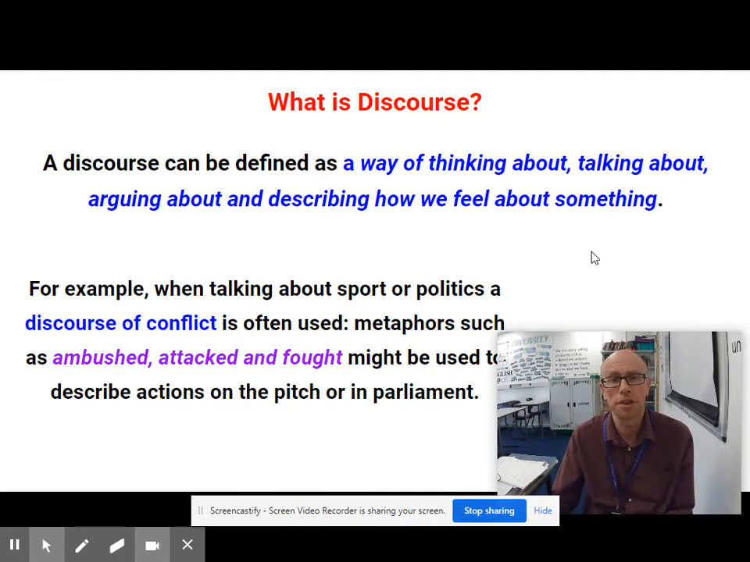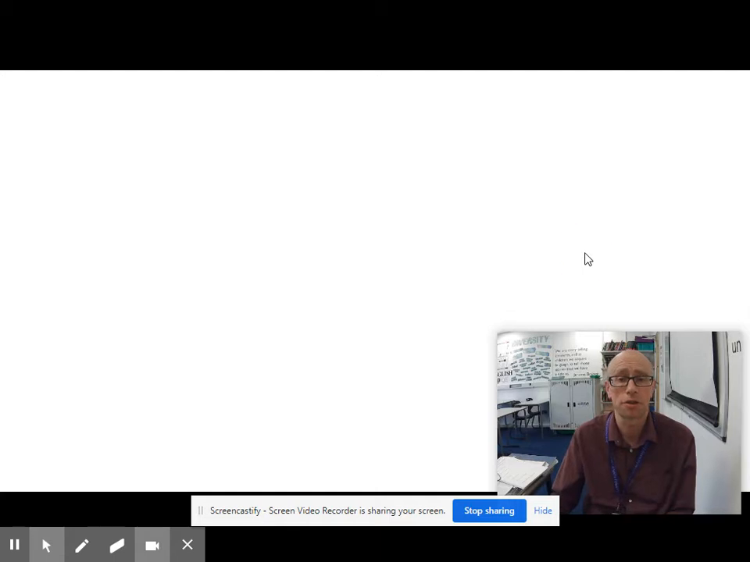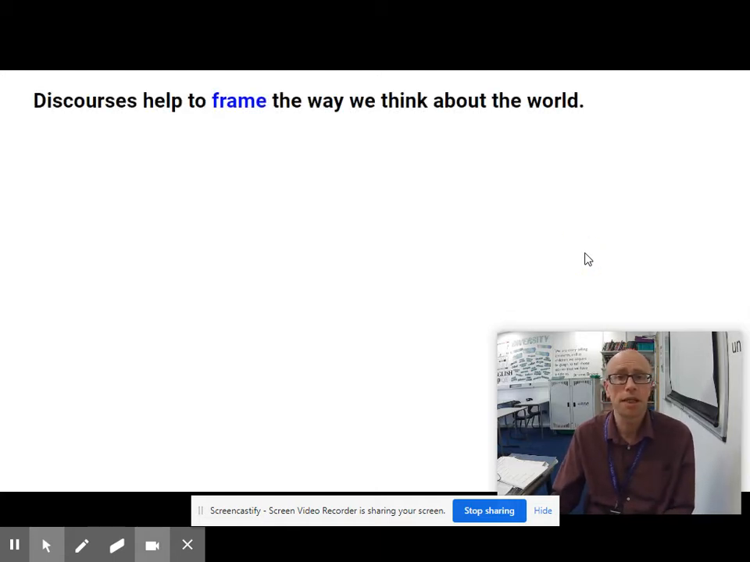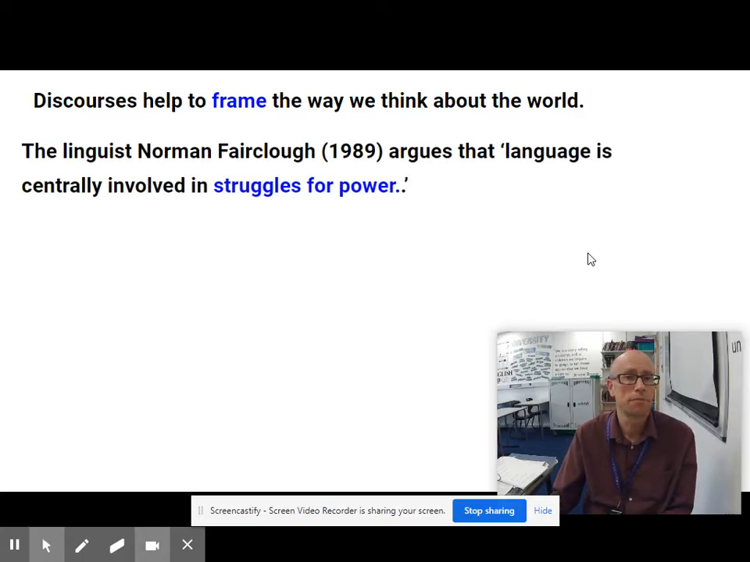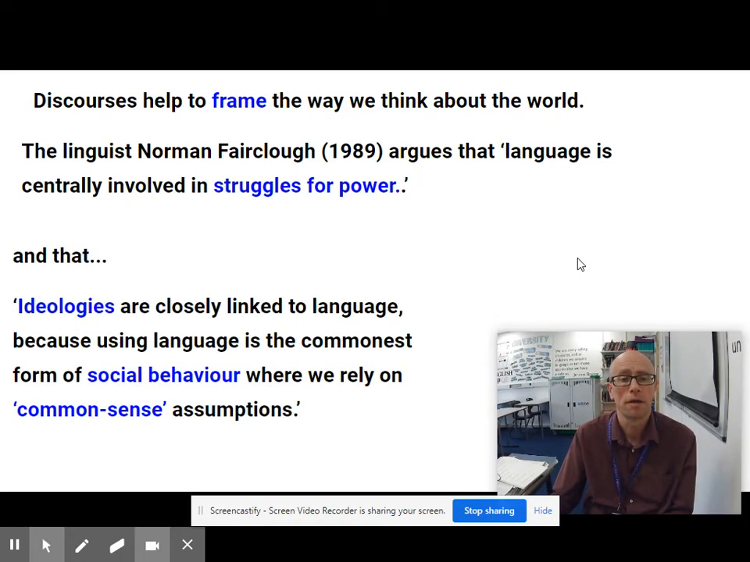Try and use that word discourse as much as possible in your question 3 answer. So discourses help to frame the way that we think about the world. And it's the linguist Norman Fairclough who argues that essentially language is involved with the struggle for power, and that ideologies are closely linked to language, because using language is the commonest form of social behaviour where we rely on common sense assumptions. So always try and look out in the texts for the way that language and power are kind of linked together.